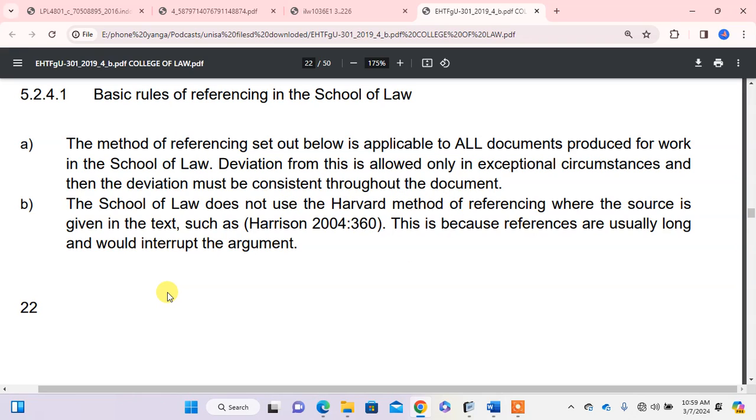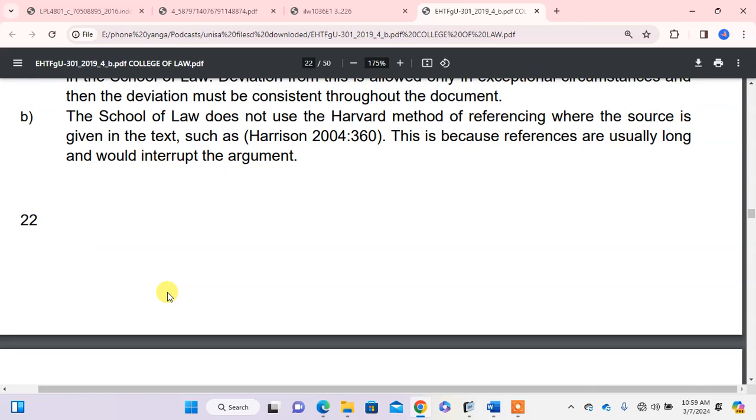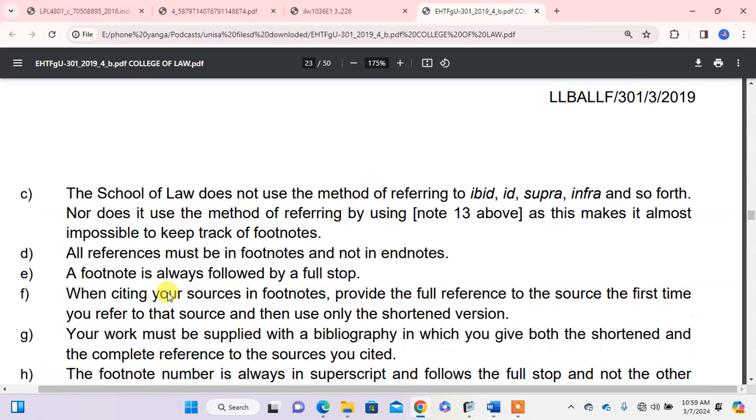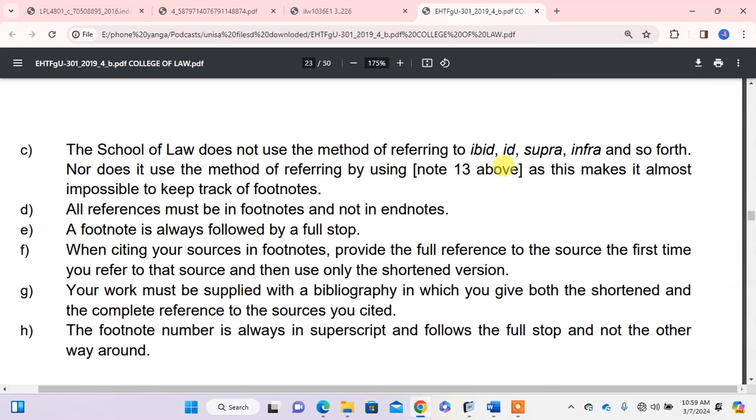Okay, let's go on. I'll show you what they mean by Harvard. The School of Law does not use the method of referencing by ibid, supra, infra, and so forth. Nor does it use the method of referencing by using note 13 above, as this makes it almost impossible to keep track of footnotes. All referencing must be in footnotes and not in endnotes. Let's be clear: all references must be in footnotes and not in endnotes.